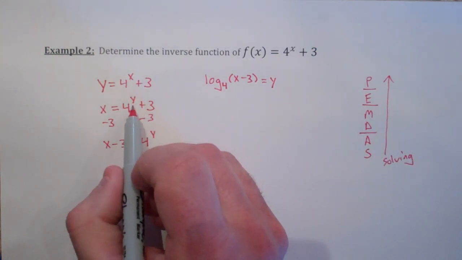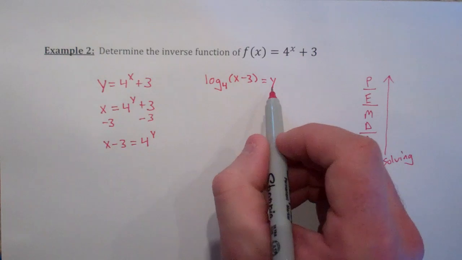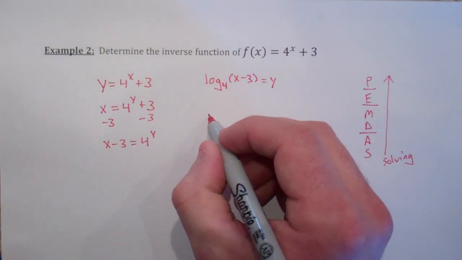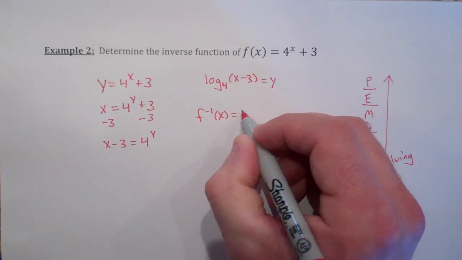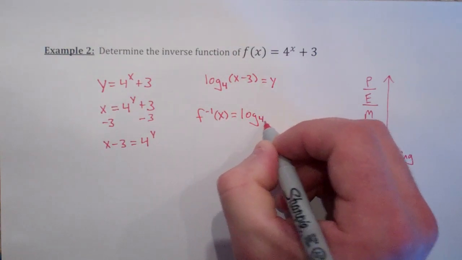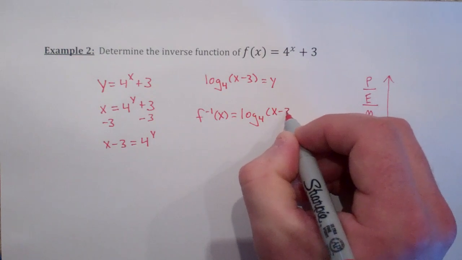Remember, we switched the x for the y before. This new y is actually the inverse of f. So I'll use that notation. And that's going to be equal to log base 4 of x minus 3.